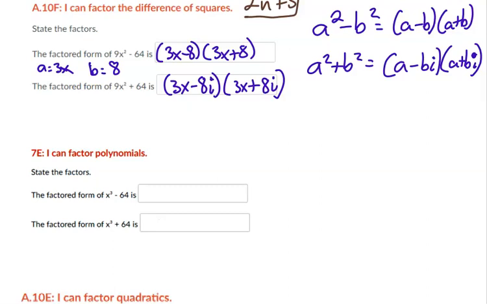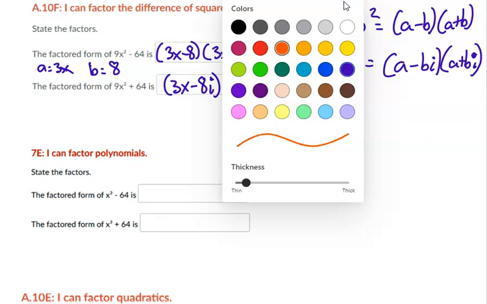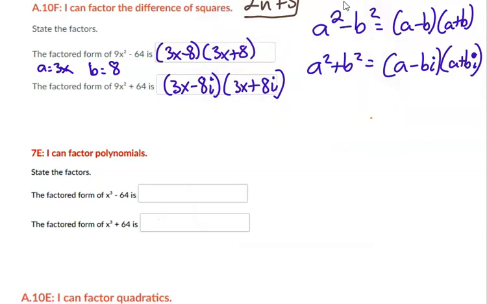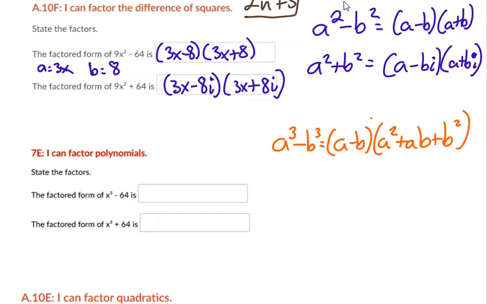7E. I can factor polynomials. State the factors. So now we have the sum and the difference of cubes. If a cubed minus b cubed, this could equal a minus b parentheses a squared plus a times b plus b squared. And there's the sum of cubes formula: a cubed plus b cubed equals a plus b parentheses a squared minus a times b plus b squared.